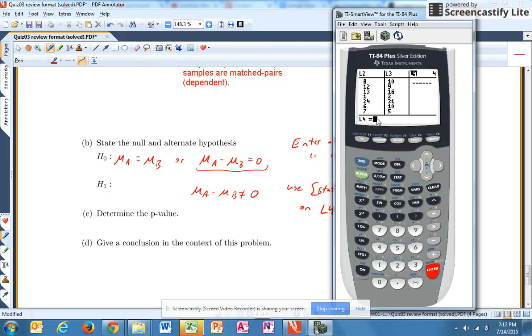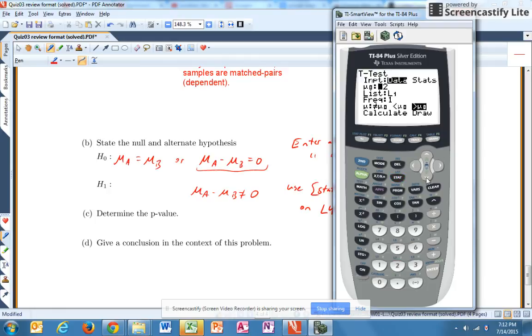Okay, so I can define exactly what L4 is, and I'm going to say this is going to be L2 minus L3, and I hit enter, and it's going to give me a list of all the differences. So L4 consists of the difference between L2 and L3, or the difference between the bug bites for repellent A and the bug bites for repellent B. So then I can do my t-test.